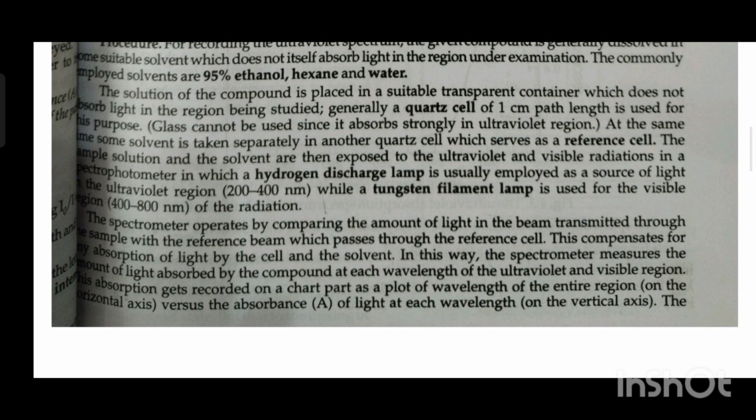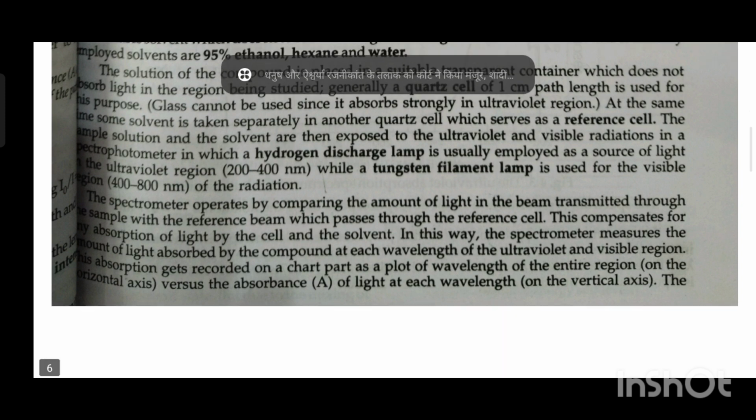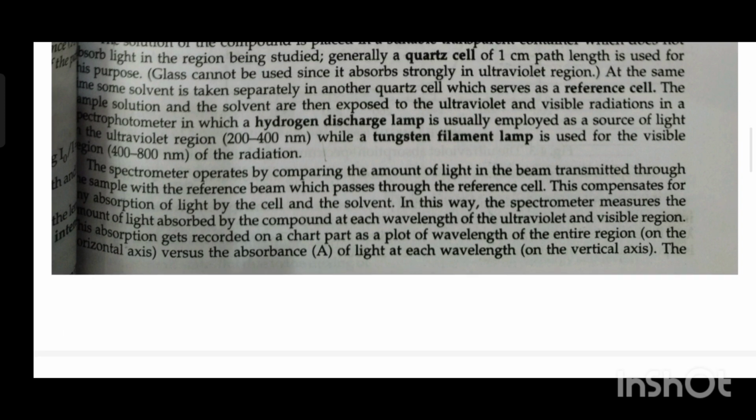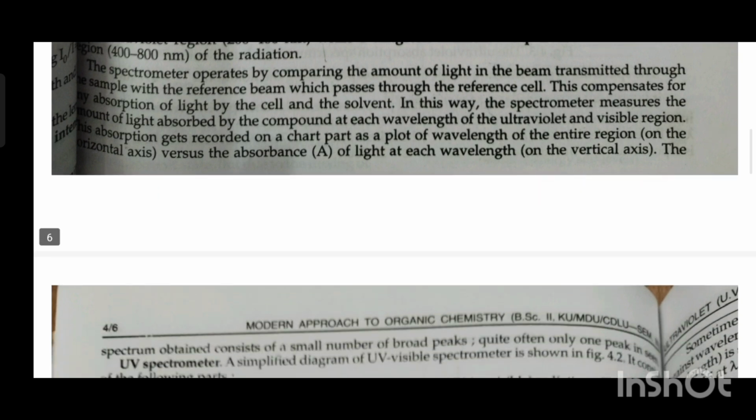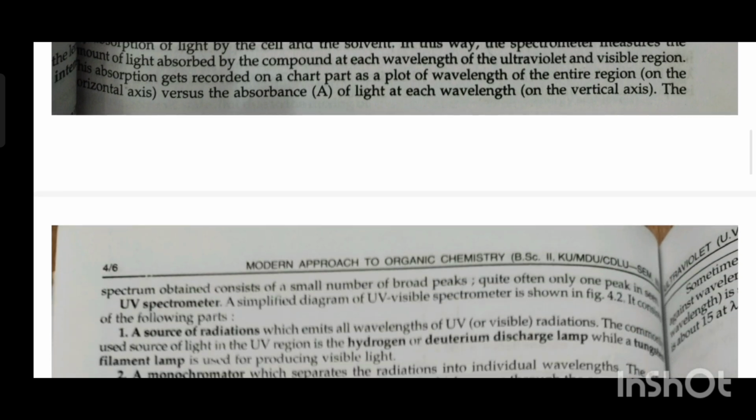In this way, the spectrophotometer measures the amount of light absorbed by the compound at each wavelength of the ultraviolet and visible region. This absorption gets recorded on a chart paper as a plot of wavelength of the entire region on the horizontal axis against the absorption of light at each wavelength. The spectrum obtained consists of a small number of broad peaks. Quite often, only one peak is seen.